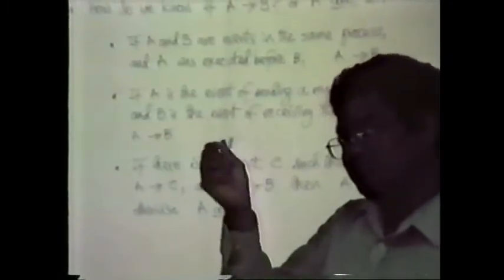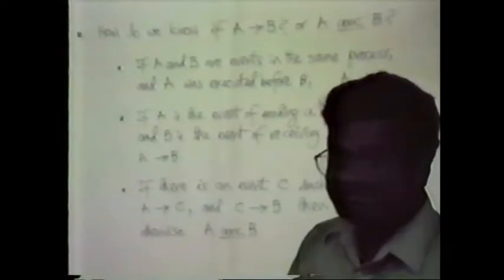So ABC are events. Things that have happened at certain moments in time in various processes, not necessarily in the same process. The A, B, C, those three things may have happened in different processes. Okay?